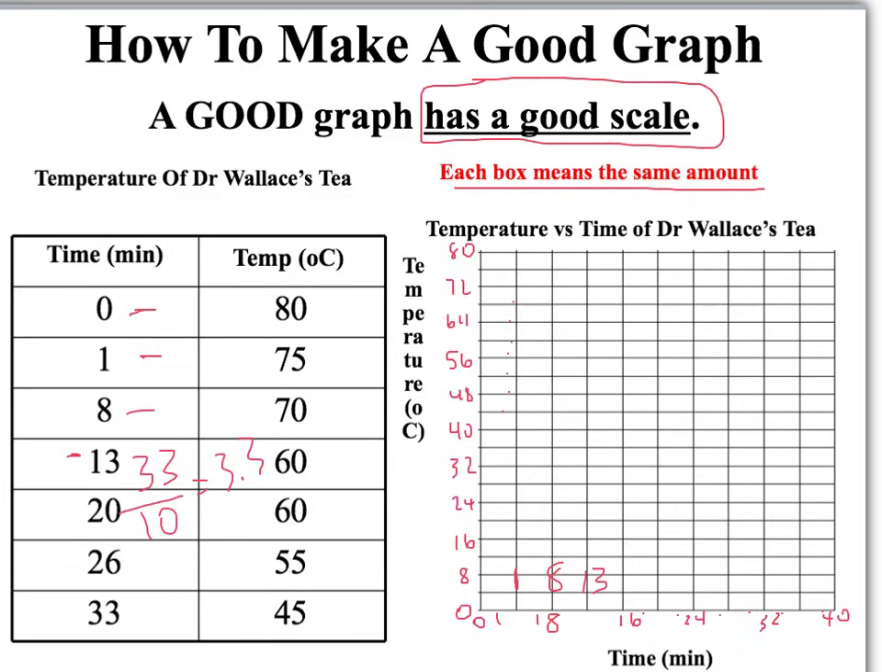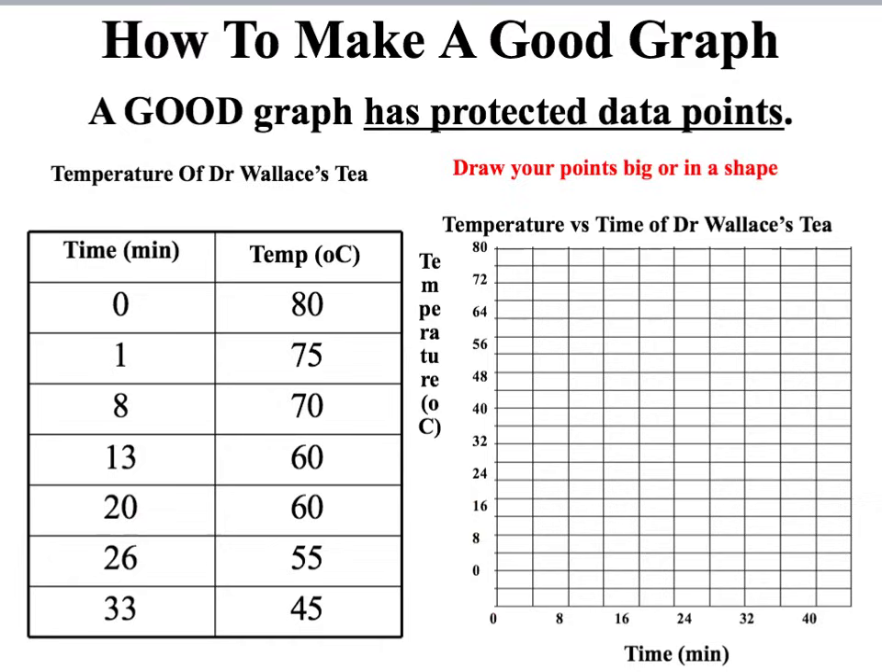Now let's make this graph nice and neat and put our data on here. So the last thing that we want to do is make sure that our data points are protected. And what that means is to draw your data points really big, as maybe like really big dots, or you can put them in a shape, like a triangle or a square, or even like a circle around your dot, something to where they're not going to get lost. Because one thing that we're going to do next is draw a trend line, and we don't want any of your data points to be hidden.